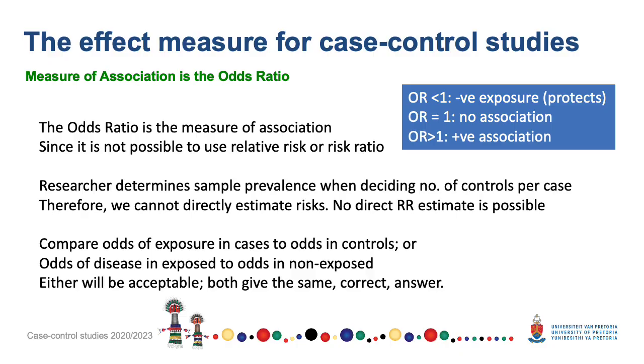With case control studies, the only direct effect measure that you can calculate is the odds ratio. You can't do risk ratios or relative proportions and things like that, because you determine the number of controls per case, and this will obviously affect those proportions and those ratios. So we only do the odds ratios when we're working with data from case control studies.